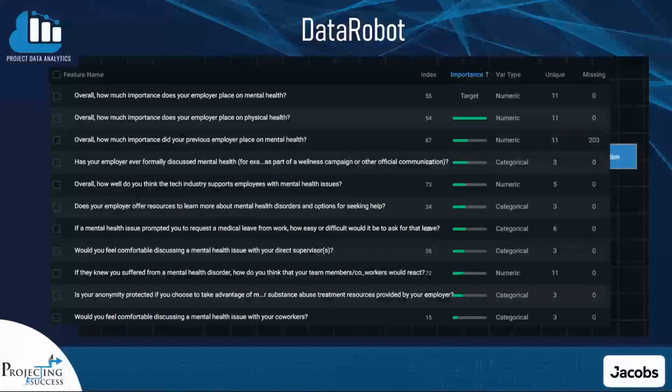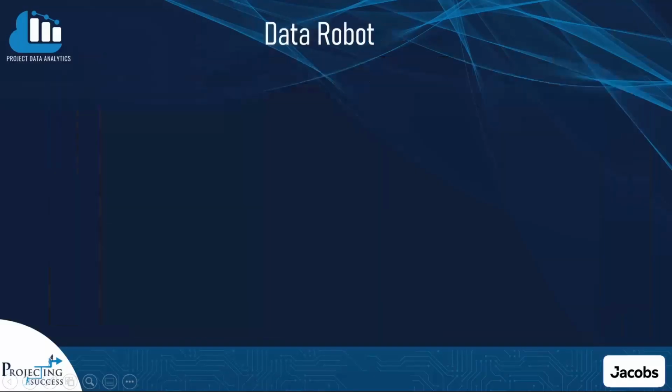Now here, take a look. Here's our question right at the top. Overall, how much importance does your employer place on mental health? That's what we want to predict. And this is what DataRobot told us were the 10 most influential survey responses to this response up here. And look at this. If you place importance on physical health, you're very likely to place an importance on mental health, according to this prediction.